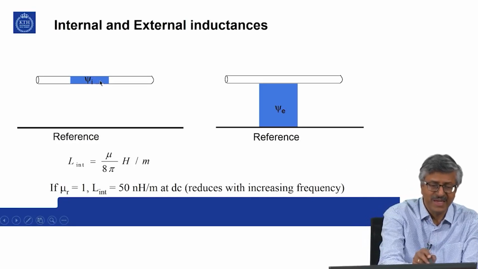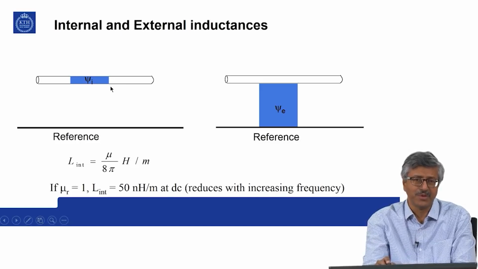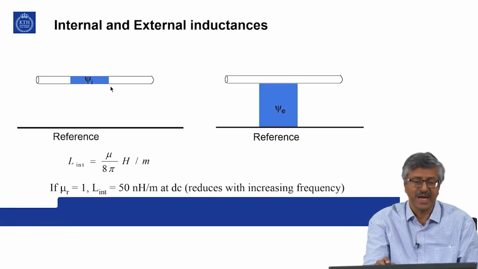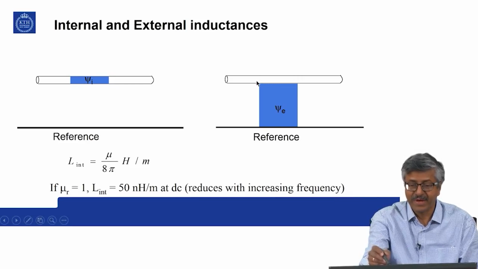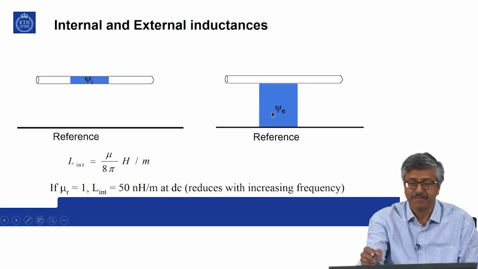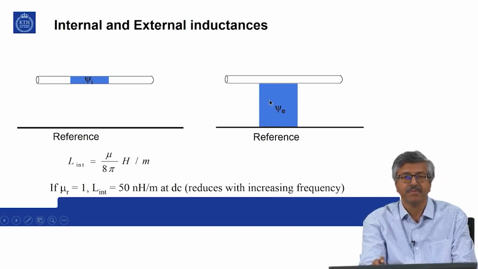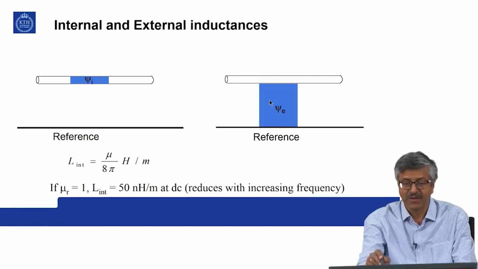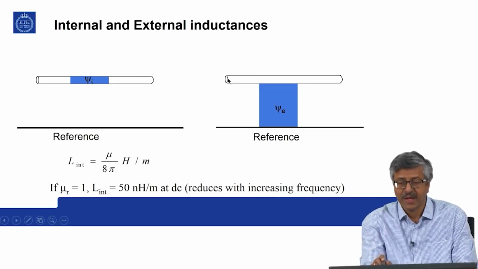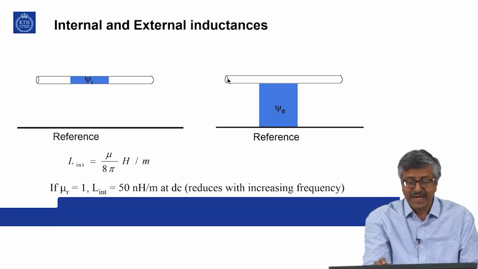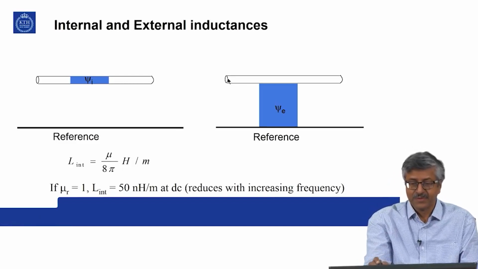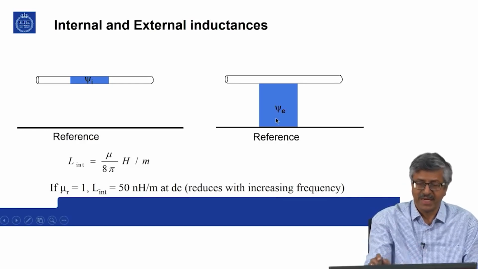So, internal inductance is not really a problem for most conductors, because external inductance is much larger. External inductance is defined as the flux due to the current in this conductor linking with this return circuit or reference. So, this flux divided by the current, or rate of change of this flux divided by rate of change of this current. So, that is external inductance. This will be much larger compared to the internal inductance.